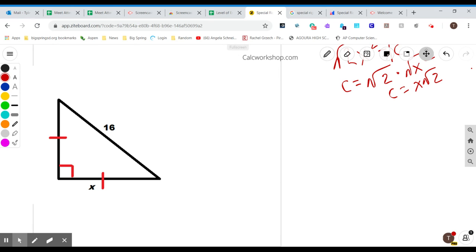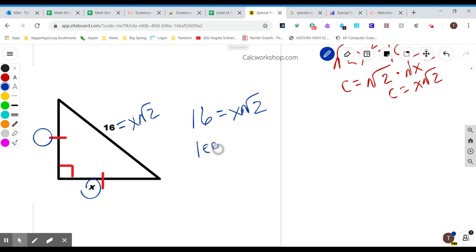So if we look at this one, notice we have the hypotenuse here. So this is like our x root 2. Now we have a couple ways to go about this, but the easiest way then is both of these legs are going to be x. So if we think about that, that means 16 equals x root 2, right? I already wrote that. And the legs are x.